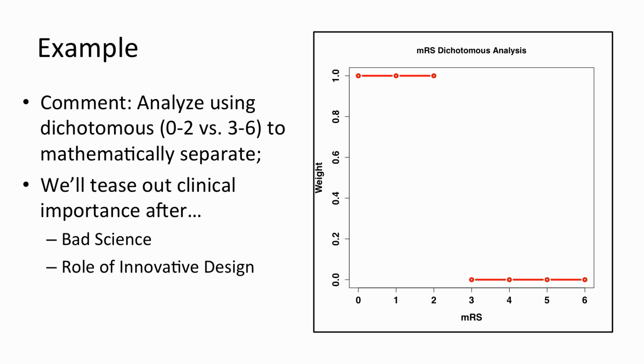The graph on the right shows you the relative utility of those 7 states. It's equal to be 0, 1, and 2, and equal to be 3, 4, 5, and 6. And the comment was made is let's analyze it mathematically this way. We separate them mathematically, and then when the trial's over, we'll think about clinical importance in the trial. I didn't like this. I felt like this was bad science. It separates the statistical analysis from clinical benefit.